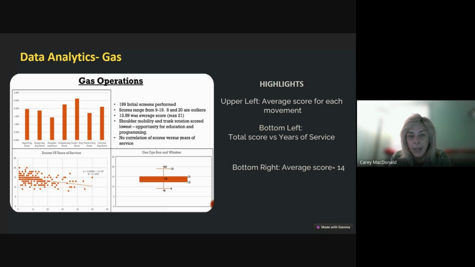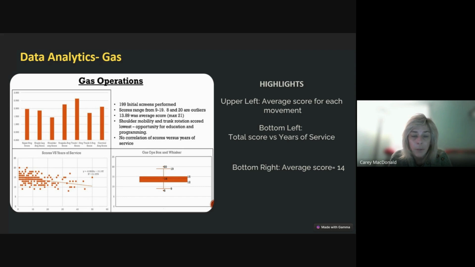So we had 199 gas workers in this data set. The average score for each movement is over to the top left. The average score was mostly in the 1s to 2s range. And then it went by body part. So if you can remember the 7 body parts that we had, when we get to the 3rd one, which was the shoulder mobility, is down. And then if you go all the way over, the 2nd from the left was the torso rotation. So in these, we found that torso rotation and shoulder movement were the scores that were the lowest.